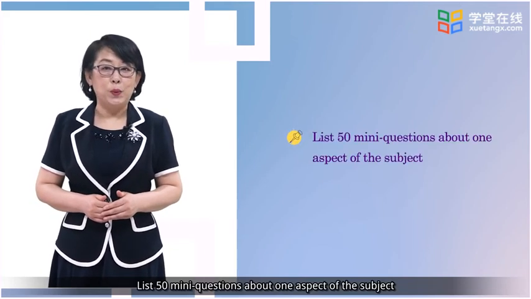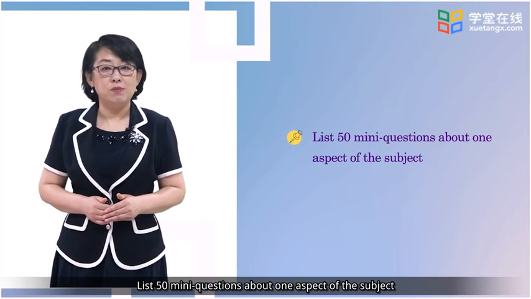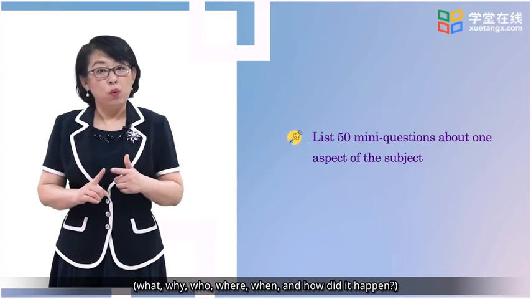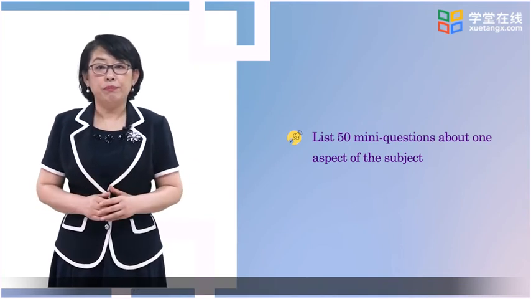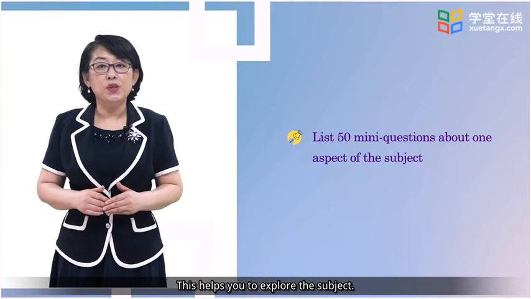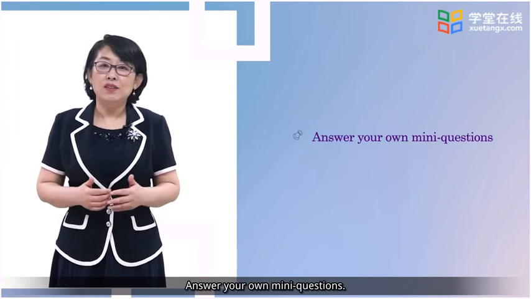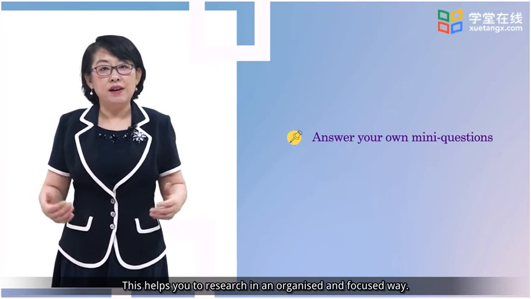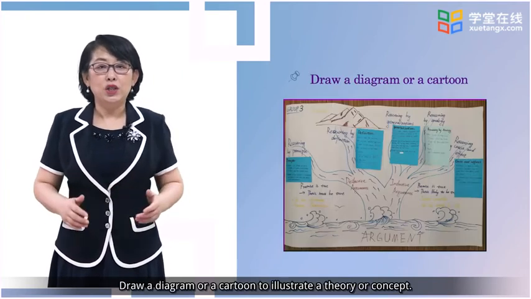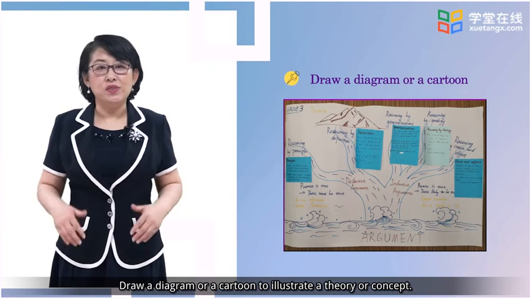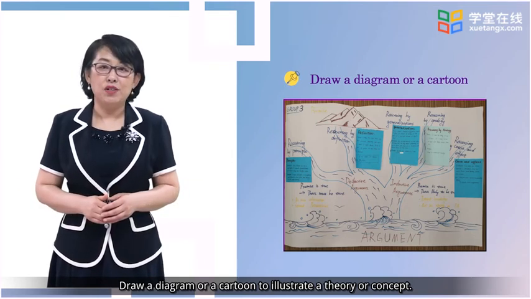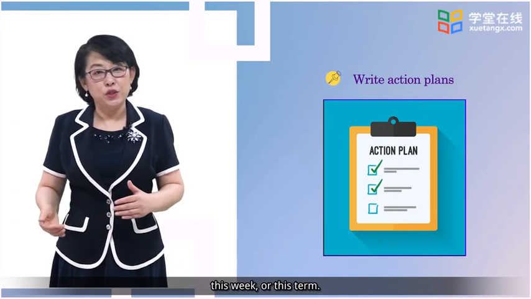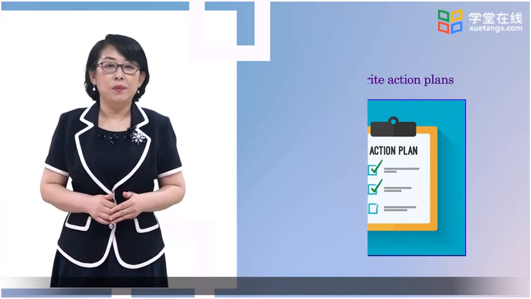List 50 mini questions about one aspect of the subject: what, why, who, where, when, and how did it happen. This helps you to explore the subject. Answer your own mini questions. This helps you to research in an organized and focused way. Draw a diagram or a cartoon to illustrate a theory or concept. Write action plans of things to do today, this week, or this term.